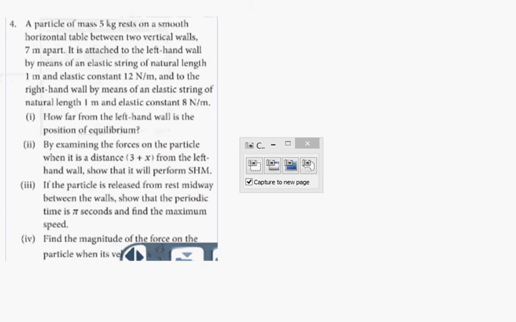Okay. A particle of mass 5 kilograms rests on a smooth horizontal table between two vertical walls. So it's between two vertical walls, 7 meters apart. Here's your wall, 7 meters apart.